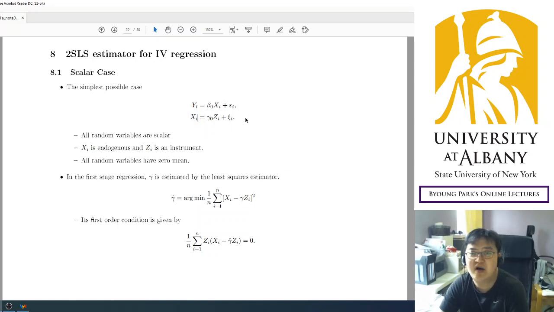And then we know how to estimate this. It is pretty straightforward. You can estimate gamma first. It is a simple OLS regression model, a classical linear regression model, and you can estimate gamma using the OLS method. And then from the gamma hat, so gamma hat is obtained by this principle, minimizing the sum of squared residuals, and then its first order condition is given by this form.